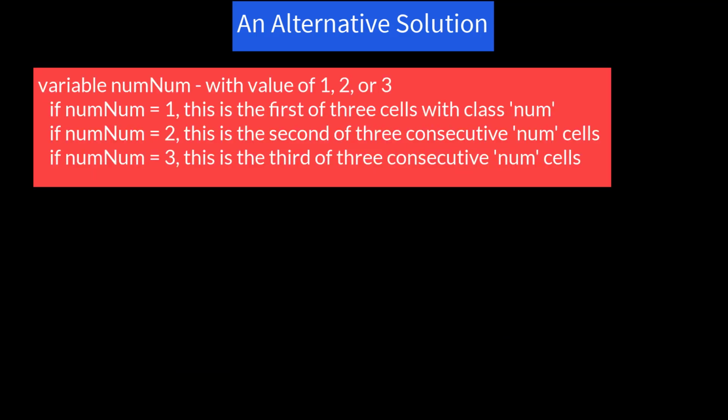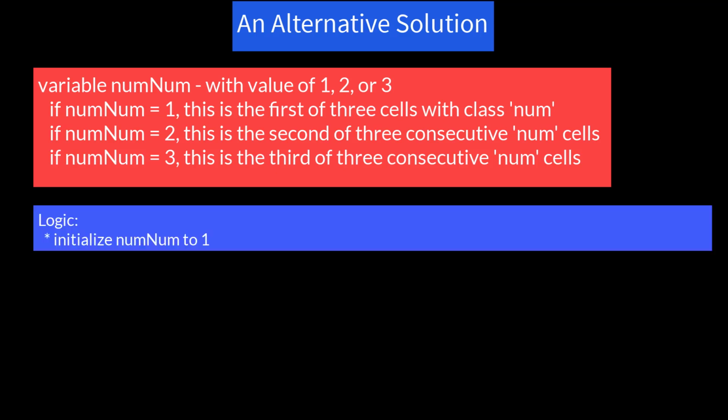Now, we'll use a variable, num with the value of 1, 2, or 3. That is, if num is 1, this is the first of 3 cells with class num. If it's 2, then this is the second of 3 consecutive num cells. And if it's 3, then this is the third of 3 consecutive num cells. So we build logic like this.